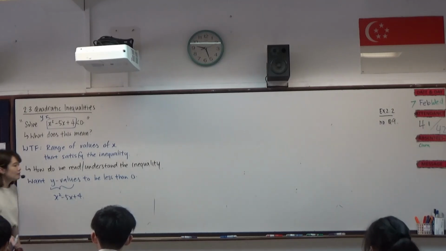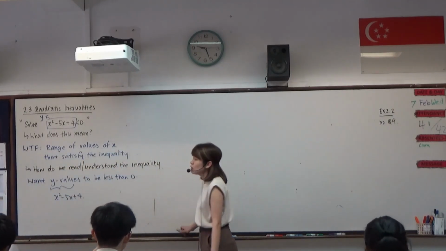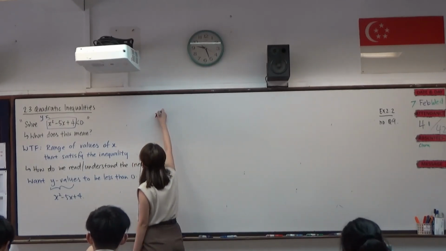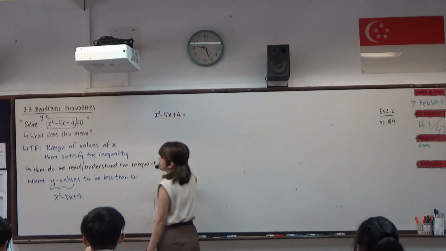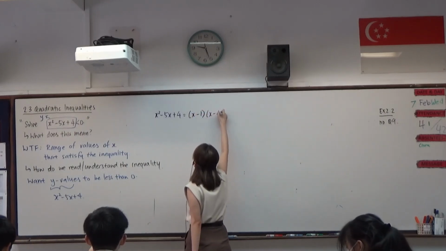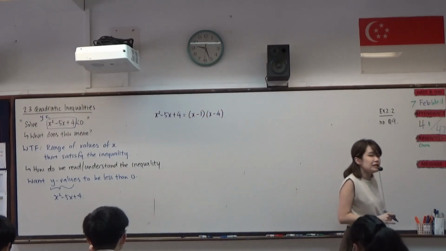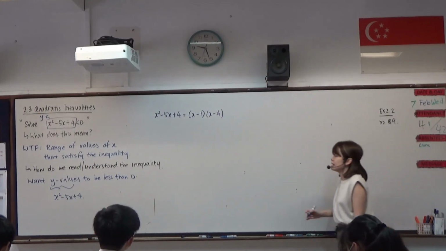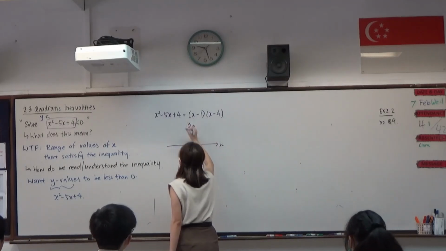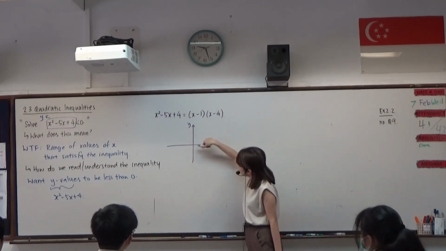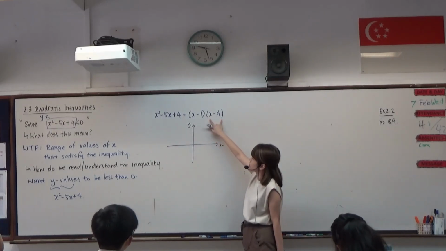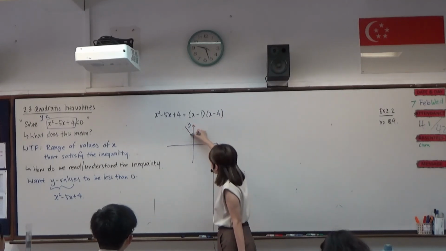So how we are going to solve this is that we're going to rely on our graph. We observe that x squared minus 5x plus 4 can be factorized into x minus 1 times x minus 4. Having the factorized form, as we learned, can help us draw our graph. The roots are 1 and 4 because when this is 0, x equals 1, and when this is 0, x equals 4. That means that our graph looks something like that.